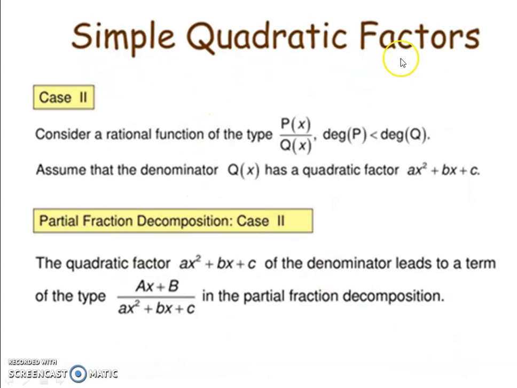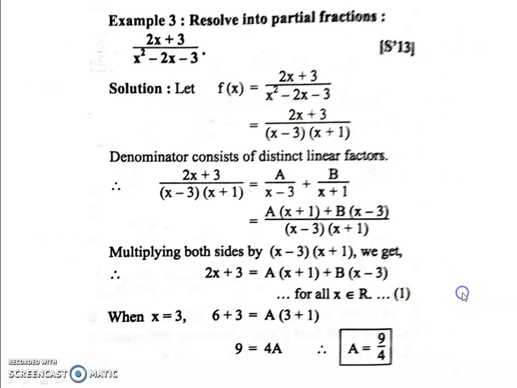Simple quadratic factors. Case number 2. Consider the rational function of type p(x) upon q(x), degree of p less than degree of q. Assume the denominator q(x) has a quadratic factor ax square plus bx plus c. The quadratic factor ax square plus bx plus c in the denominator leads to a term of the type ax plus b upon ax square plus bx plus c in the partial decomposition. That means the degree of this numerator is less than the degree of the denominator. Then a quadratic factor is possible.